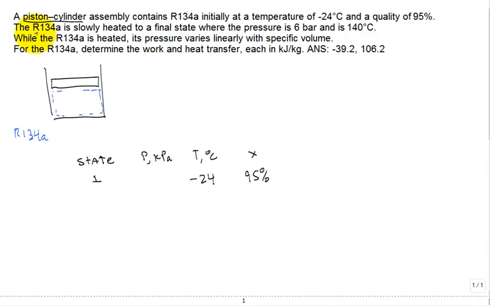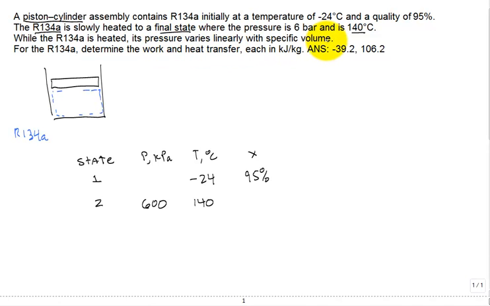And the refrigerant is slowly heated to a final state. Let's call state 2 the final state, where the pressure is 6 bar, so that's 600 kilopascal, and a temperature of 140 degrees C. While the refrigerant is heated, its pressure varies linearly with specific volume.